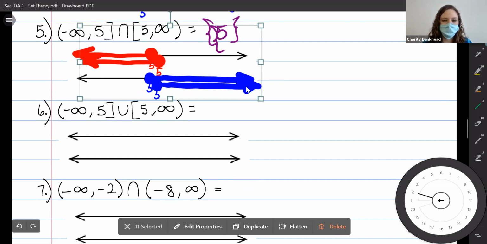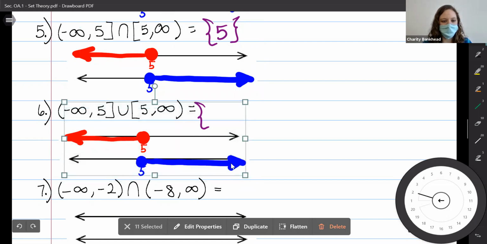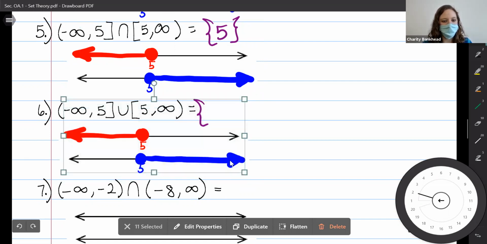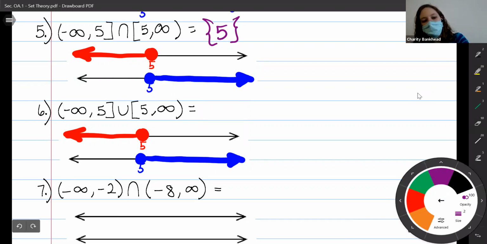And then on number 6, that's basically the same thing, only the difference is they're asking us for the union of those two sets. So the union is basically all of them together. If you put those two together on the same number line, you would be covering the entire number line from negative infinity to infinity. So the union of those is negative infinity to infinity, all real numbers.